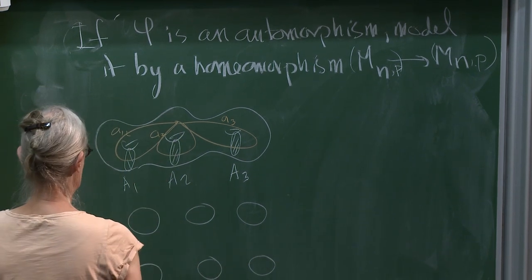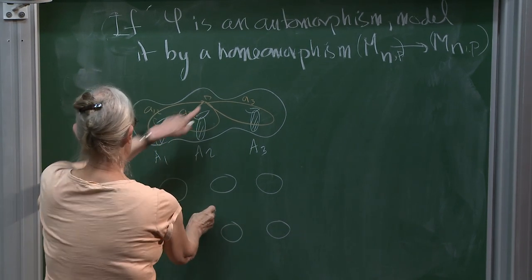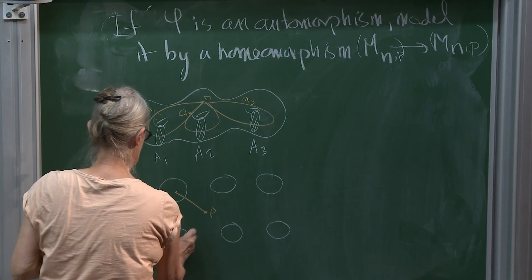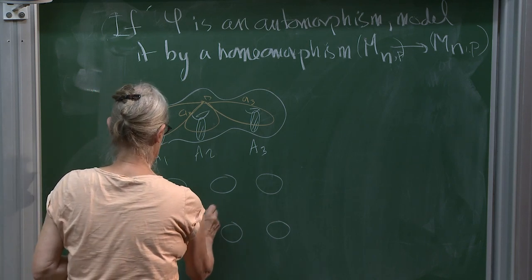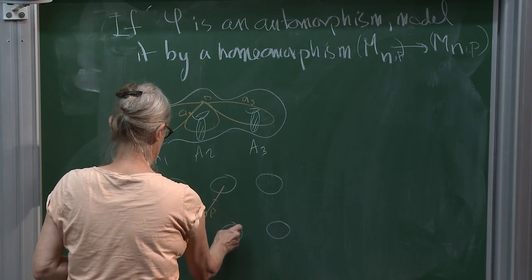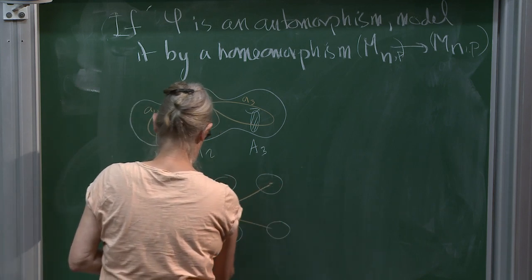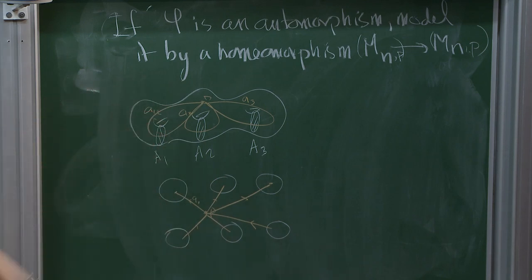Those are my spheres. Here's my base point, P. And I've got a sphere, A1, that goes in one side and out the other side. This is A1. A2 goes in one side of this and out the other side. And A3 goes like this. There's one picture, there's another picture. Okay?